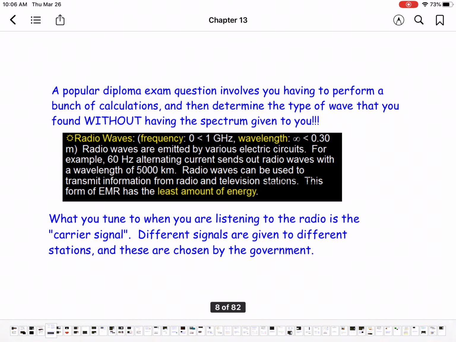A popular diploma exam question involves you performing a bunch of calculations, then determining the type of wave that you found without having the spectrum given to you. What you tune to when you listen to the radio is the carrier signal.